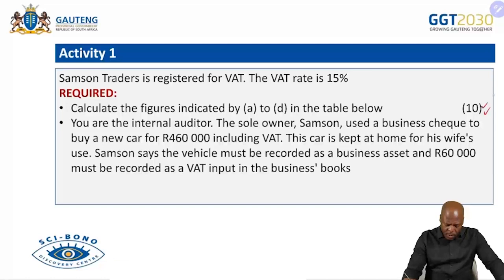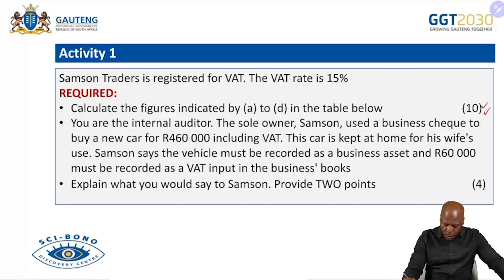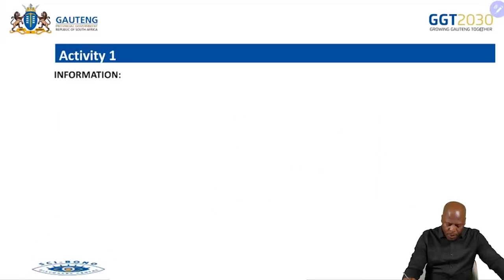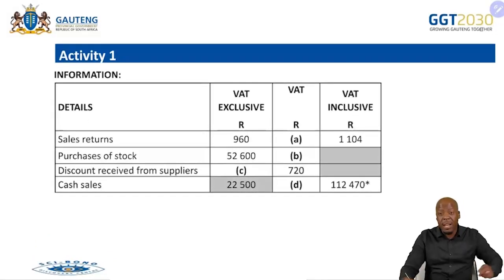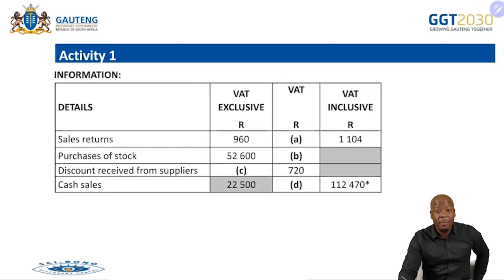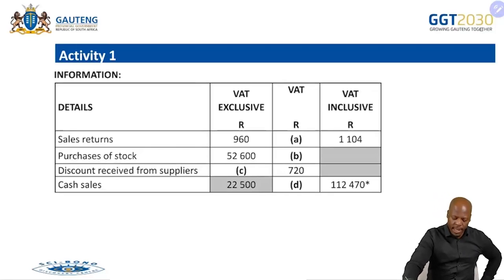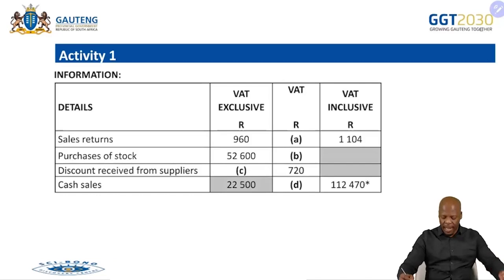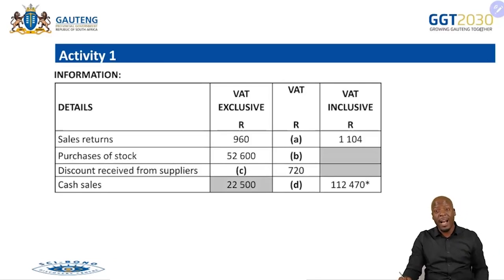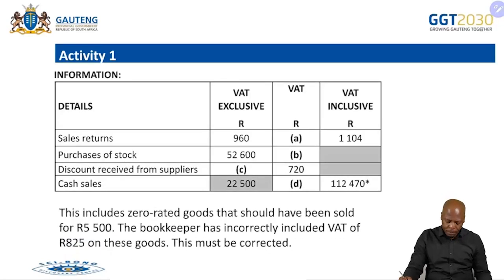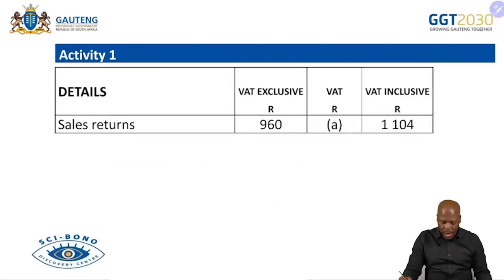Then there's a theory question which says you are the internal auditor. The sole owner Samsung used business money to buy a new vehicle, and then we are going to answer this as we go. Explain what you do to Samsung. Let's quickly now go on activity number 1. This is the table that we have been given. Let's see now if we are able to calculate A to D. How can we calculate A up to D? Let's quickly go. And there's additional information that has been given.